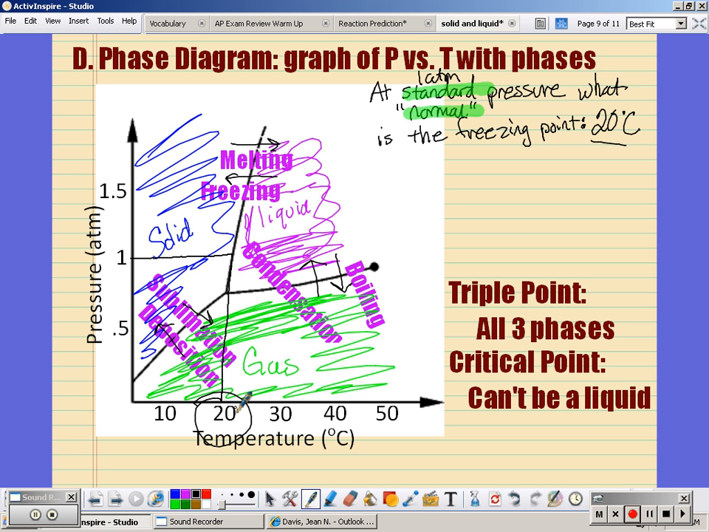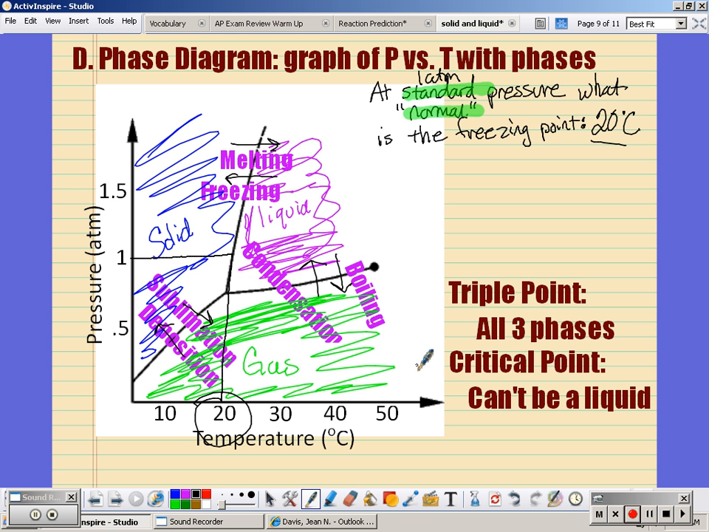Now if they ask for the normal boiling point, you would take your line from 1 atm and you would go across until you hit the line for boiling, which would be gas to liquid. This substance doesn't have a normal boiling point though, because it doesn't go up to the 1 atm, which is why I changed the question there. But just remember that normal means 1 atm.